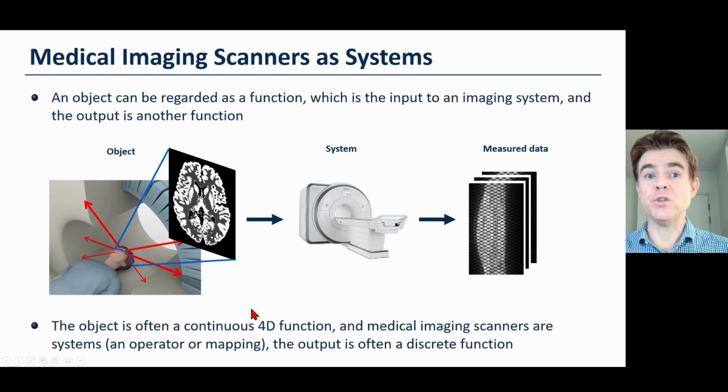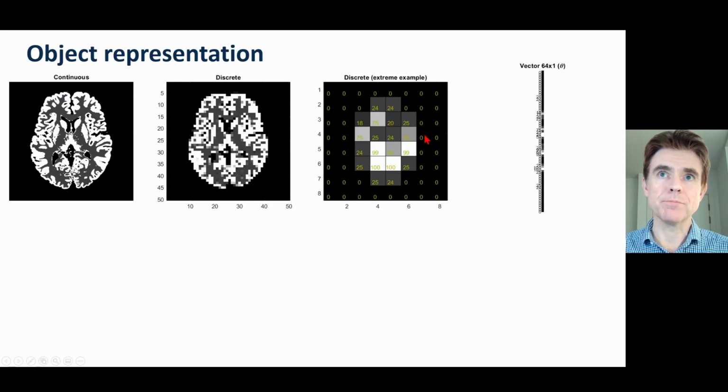The object is often a continuous 3D or 4D. The reason I say 4D there is to account for the fact that this could change with time. If it's a 3D object, it could change with time. This is just a 2D continuous function, if you like, a slice through the patient's brain. But in general, it's going to be a 3D distribution that can change with time, and so that's a 4D function. And this system, the medical imaging device, is effectively an operator or a mapping taking us from that continuous function to a discrete function. So that's a very basic overview of input through a system to deliver an output, which is measured data.